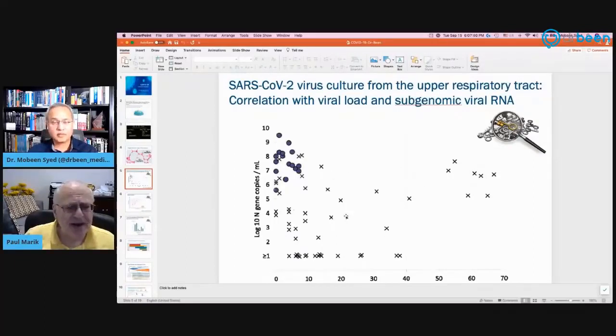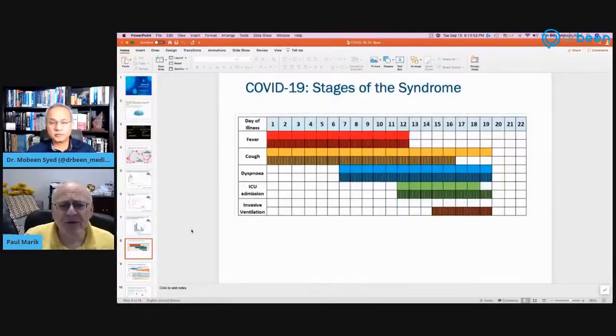So this becomes really important because if you think about it, giving an antiviral drug when you have dead virus doesn't make sense, because once the virus is dead, it's dead. You can't kill something that's dead. And it's kind of reproducible.